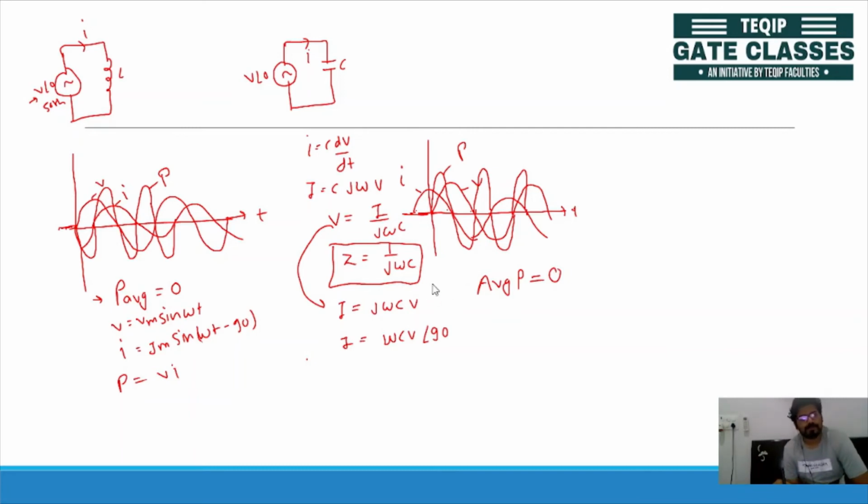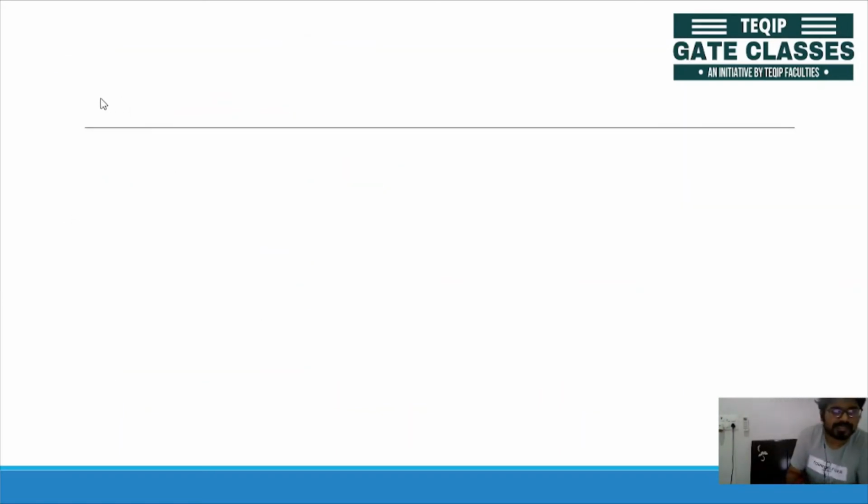Okay, now let's discuss. You see that for a purely resistive circuit, the average power was some positive value, that was Vrms into Irms, and for a purely inductive circuit it was 0. For a purely capacitive circuit also it was 0. Okay, now let's discuss the RL circuit.